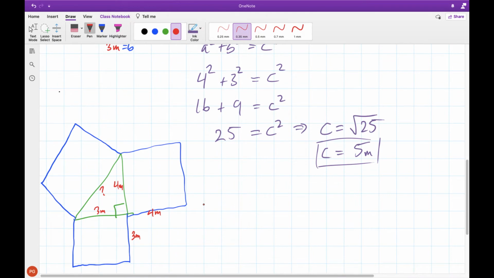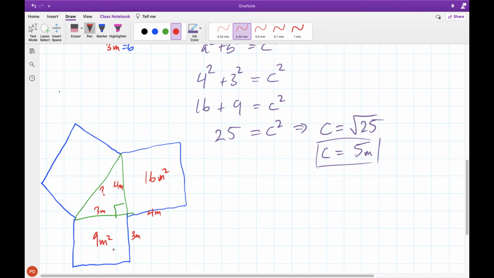Another way that we could approach this problem is by drawing squares on all of our sides and figuring out what these areas are. This area would be equal to 4 times 4, which is 16. And then the units for area would be meters squared. Meters times meters gives us meters squared. Same thing over here, 3 times 3 gives us 9, and our units are meters squared, because meters times meters gives us meters squared.